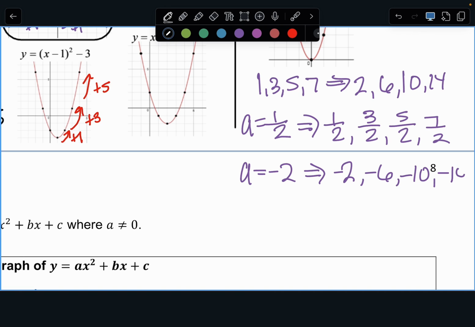So if A was 3, would it be 30? 9, 15, 21. So you just multiply A by all of these numbers. Exactly. Positive, negative, fraction, doesn't matter. I thought it was just 2. No, all of them. We've just done a lot of 2s.